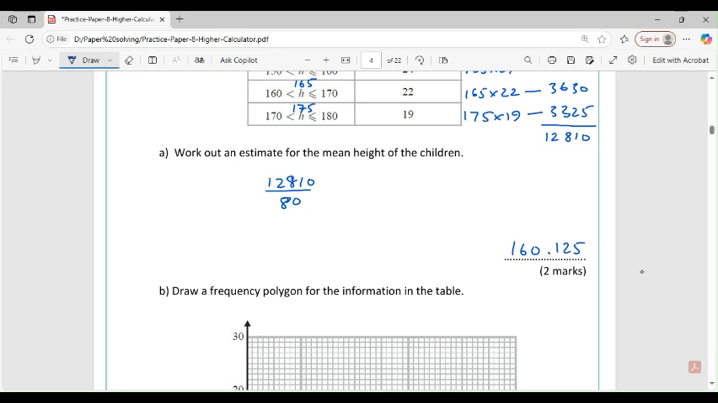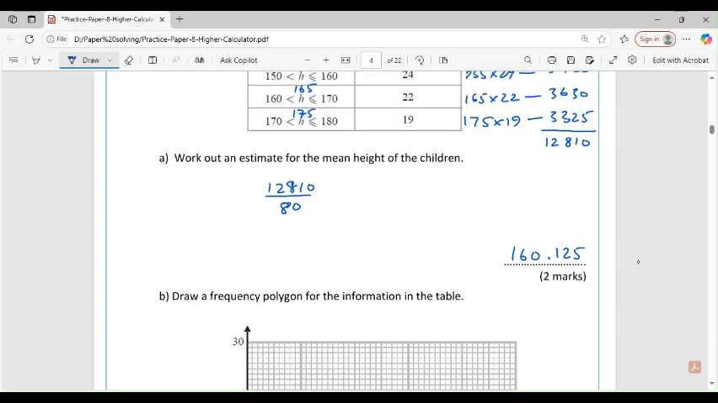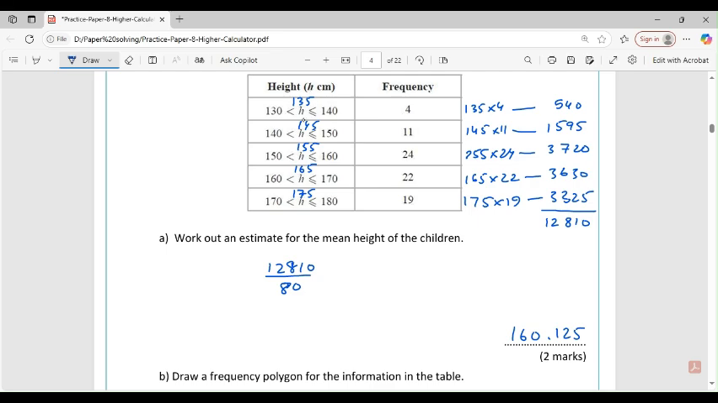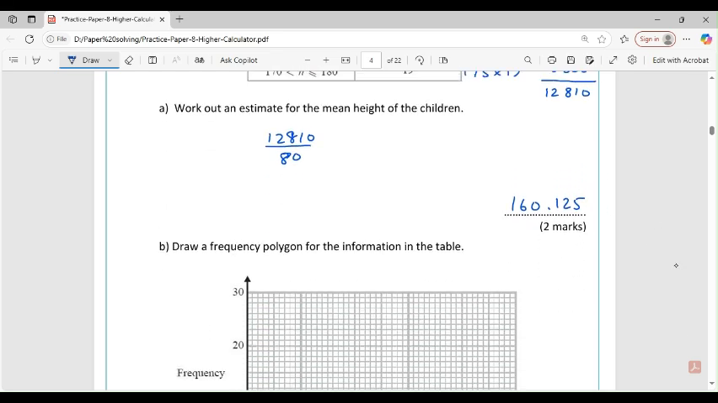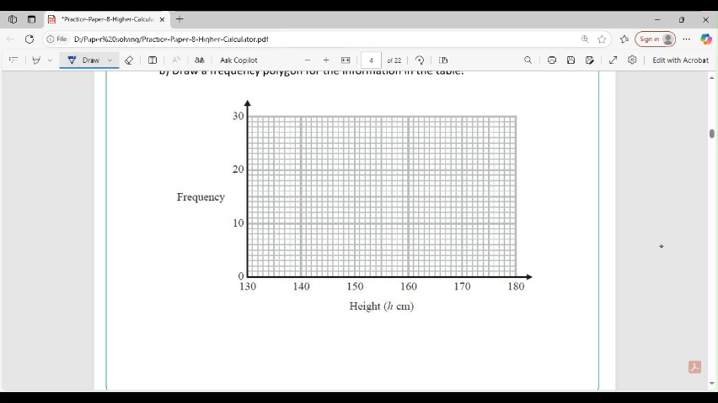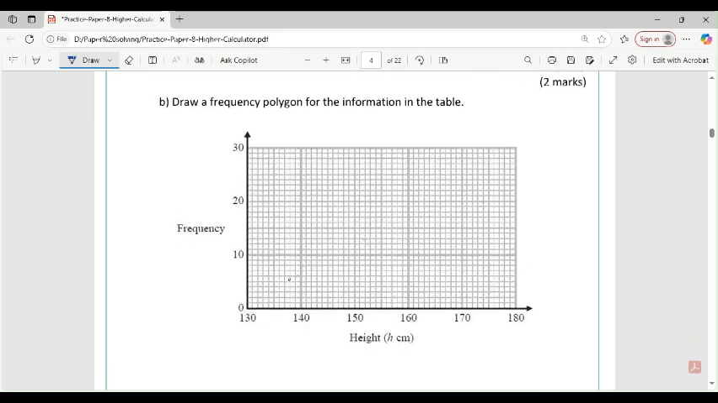Now you need to draw a frequency polygon for the information in the table. As you know very well, we have already found the middle numbers 135, 145 and 155 onwards. So in this frequency polygon also we do the same thing. Over here this is 135, this is 145 which is in the center, this is 155, this is 165, and this is 175. The values that you are getting are 4 for the first one. So 4 is going to be somewhere a little over here. So this is the first value.